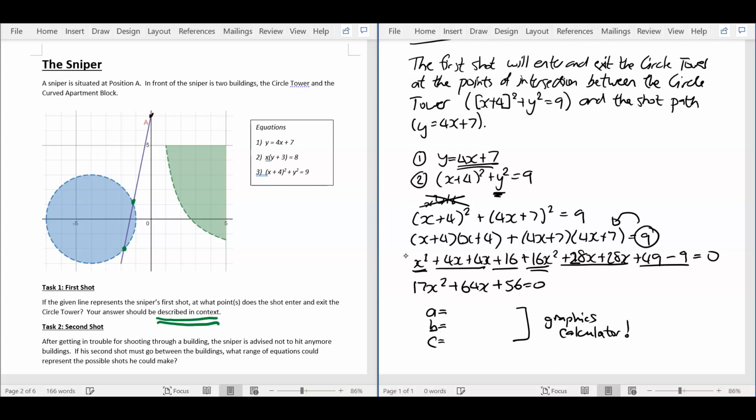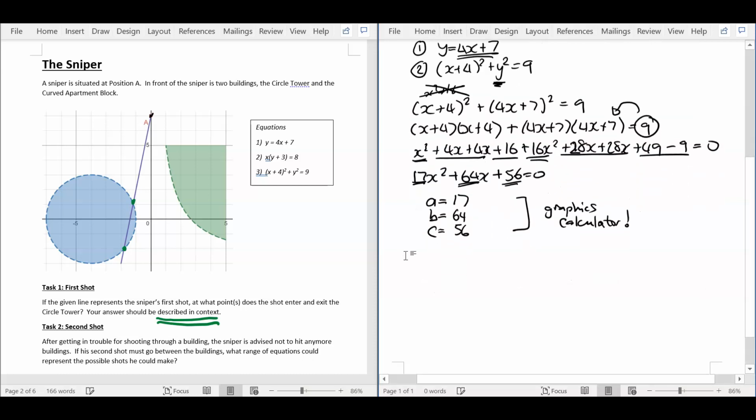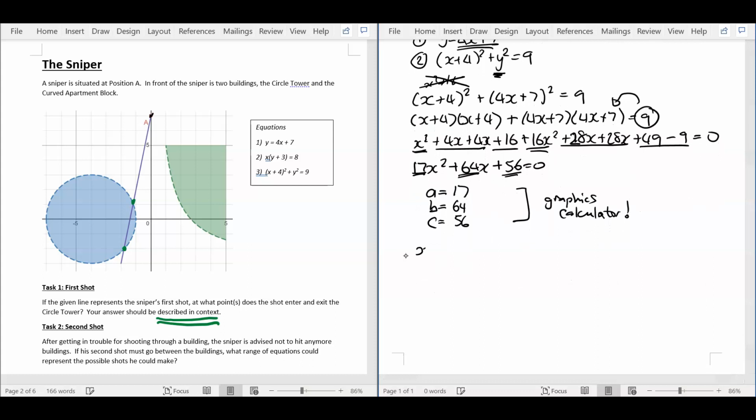If you don't know how to use your graphics calculator to solve this part, you've got to ask your mates, you've got to ask your teacher. Really, really important. So A is going to be equal to 17, which is from the x squared. B is going to be 64, and then C is going to be 56. And when we plug that into our calculator, it's going to give you two answers for x.